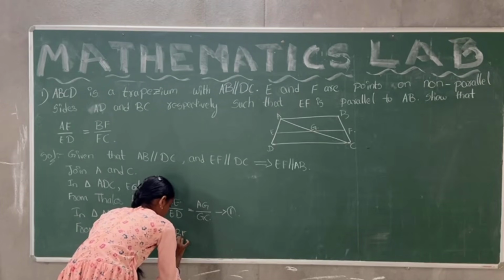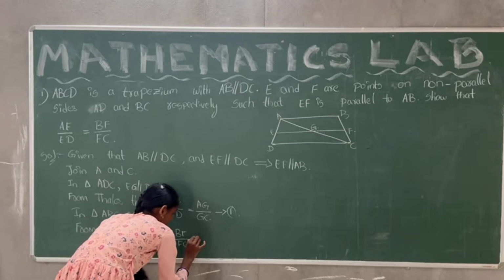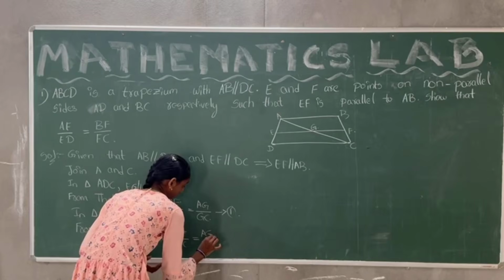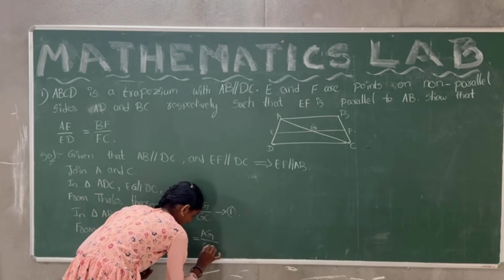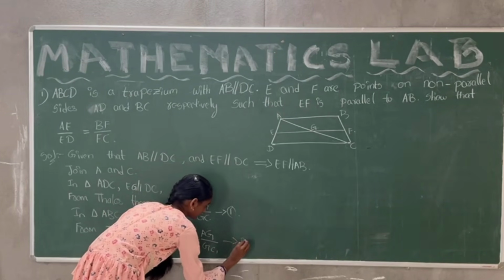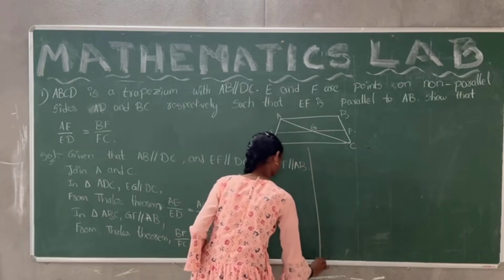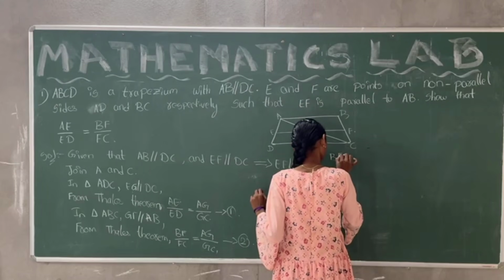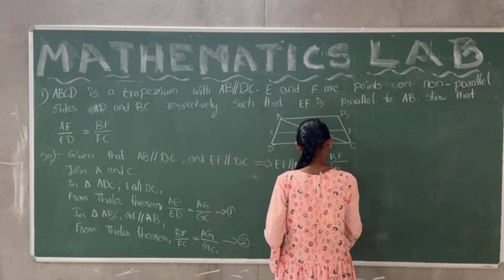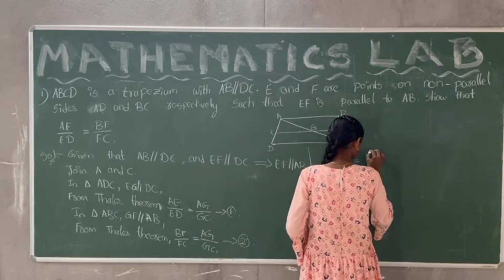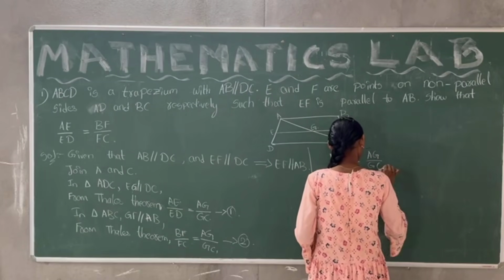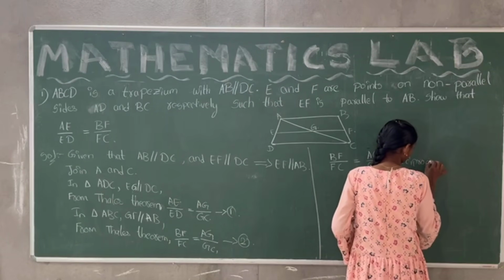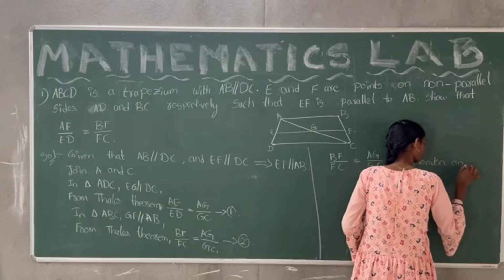BF by FC equals AG by GC. This is equation 2. BF by FC equals AG by GC, reciprocating on both sides.